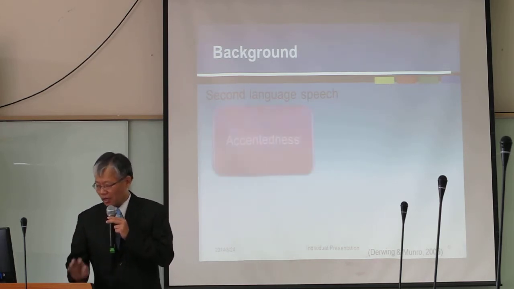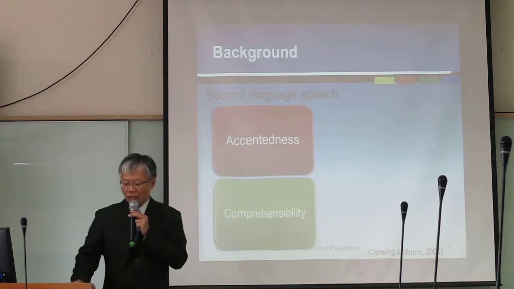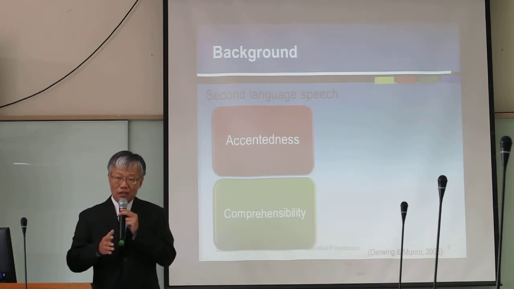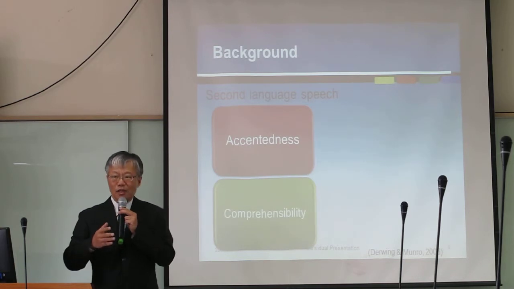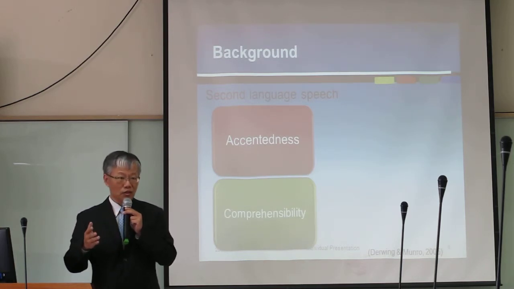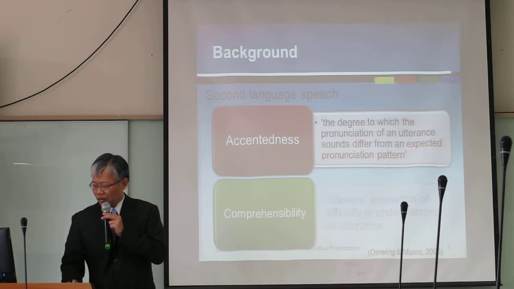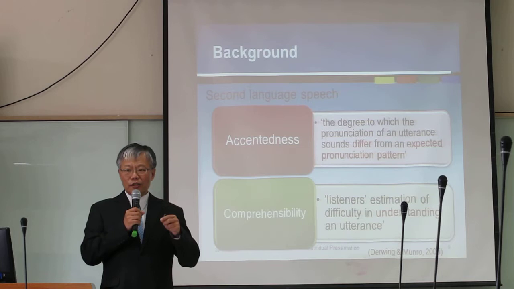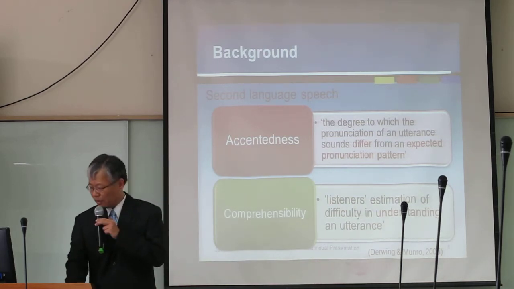The first one is accentedness, and the second one is comprehensibility. Accent is when you compare the way you speak English to the way a native English speaker speaks, and to what extent they are similar. And comprehensibility is how much what you speak can be understood by native English speakers.